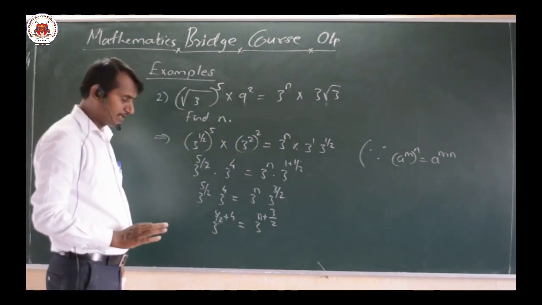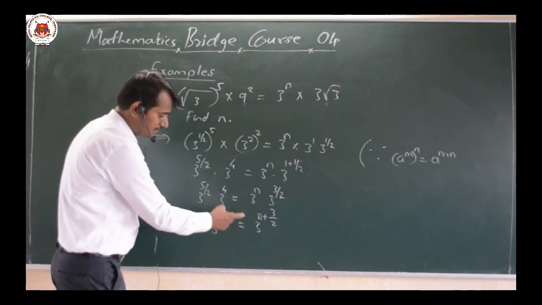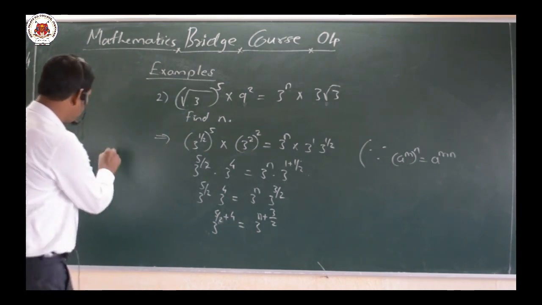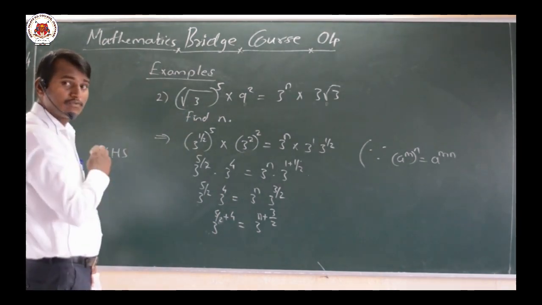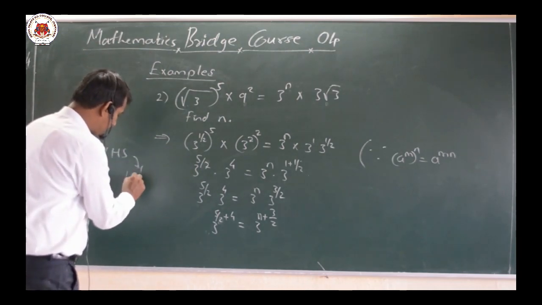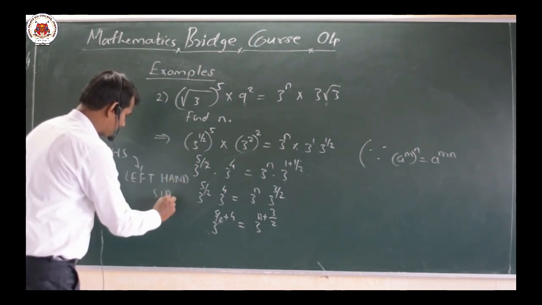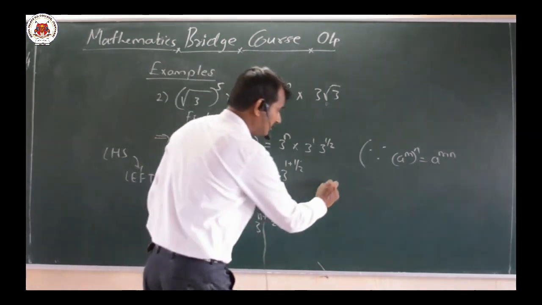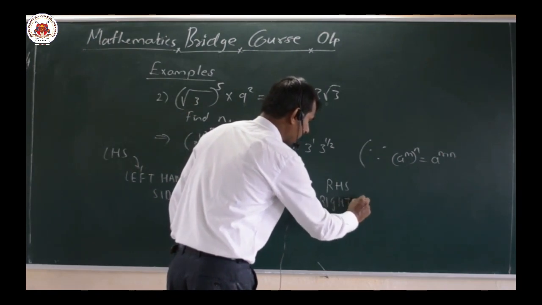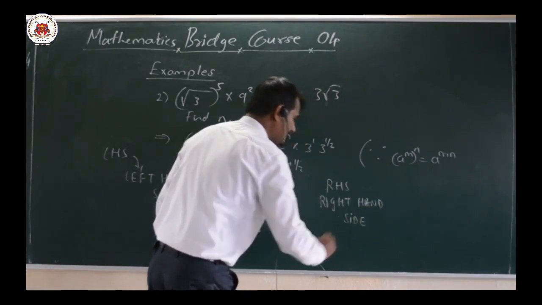Okay, simple. Now we can observe at both LHS and RHS. This part we call LHS, left hand side. LHS means left hand side. In both first PUC and second PUC we will come to this particular word. And what do you mean by RHS here? RHS means right hand side.